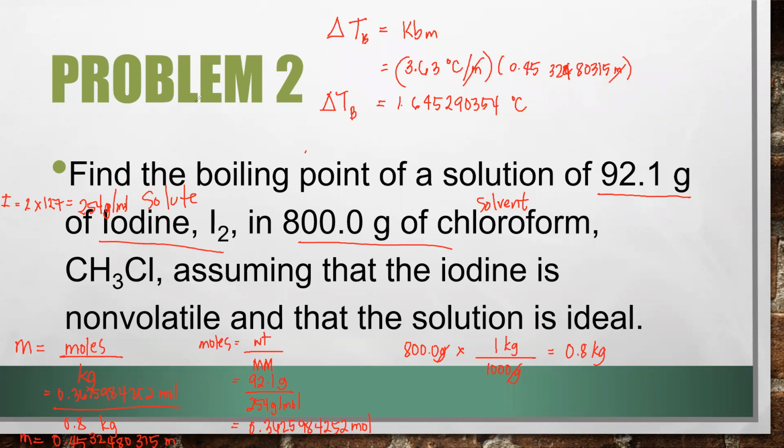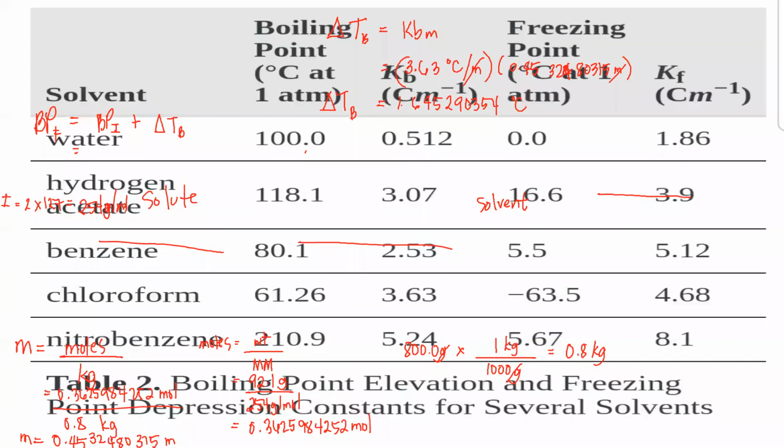So I've given you our formula for this, our final boiling point. Final boiling point of the solution is equal to the original boiling point or the initial boiling point. That is the original boiling point of the solvent, yung wala pang naka-add na solute, plus the change in the boiling point temperature. So, again, I forgot tuloy the boiling point of our chloroform. Let's go back to the table.